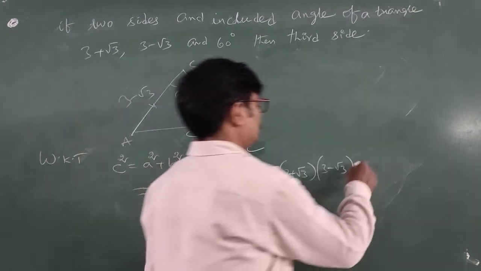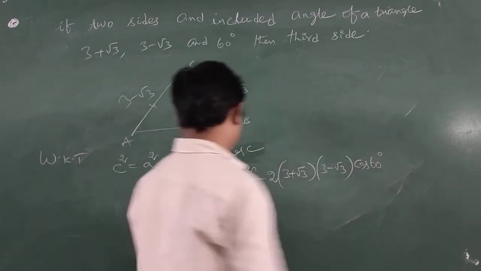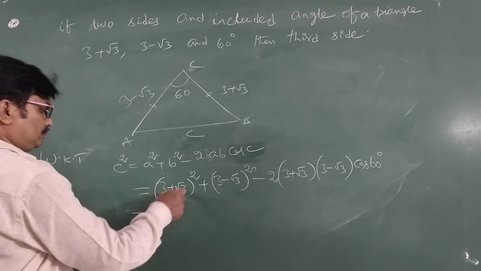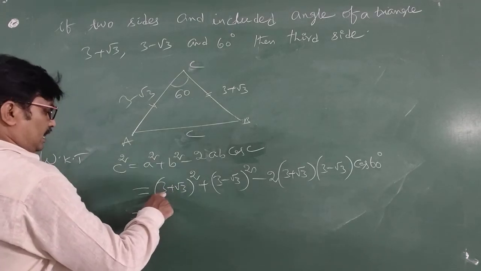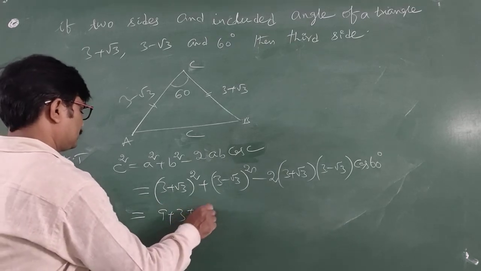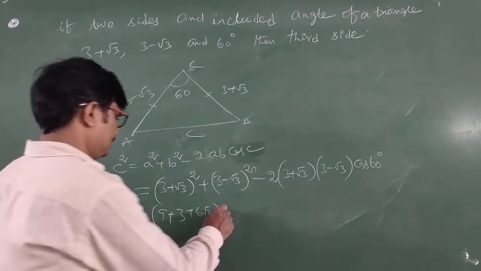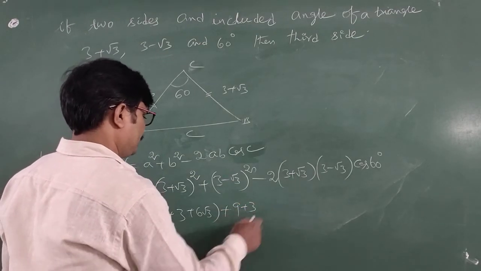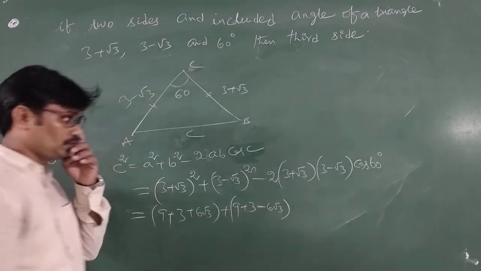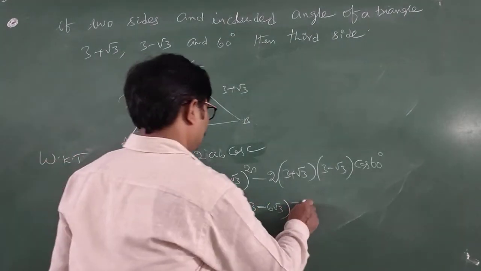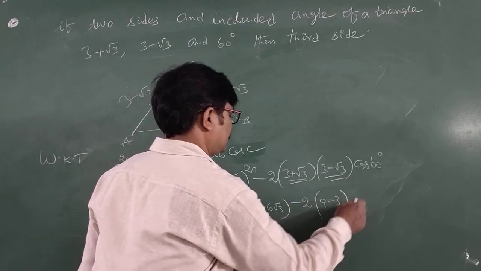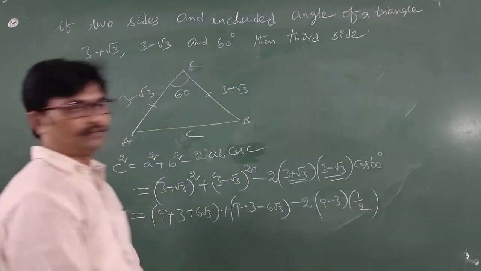So students, this is cos of 60 degrees. Now this is a square plus b square, a square is 9, b square is 3, and 2ab is 6 root 3. Similarly, a square is 9, b square is 3. Now this is minus of a square plus b square minus 2ab. This is minus 2 into a square minus b square. This is 9 minus 3, cos 60 is 1 by 2.